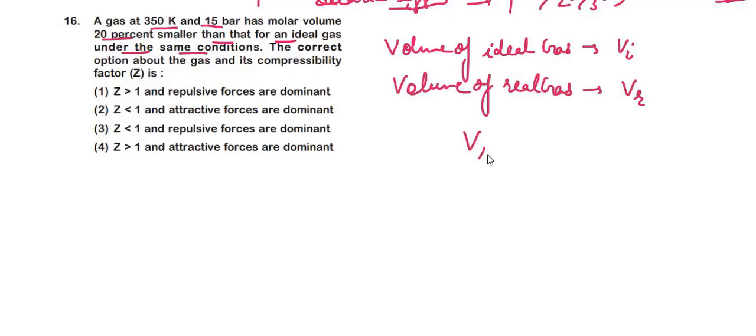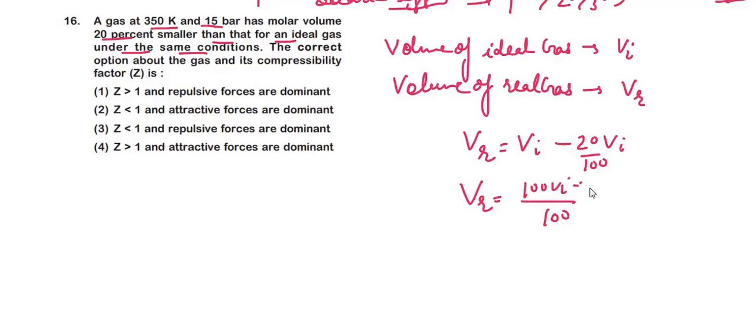Now the relation between the volume of real gas and the ideal gas is what? The real gas volume is 20% less than that of the ideal gas. So ideal gas volume is Vi. When we subtract the 20% of Vi from the ideal gas volume, then we can obtain the real gas volume. So the real gas volume comes out to be 100 Vi minus 20 Vi, which is 80 Vi by 100, means 0.8 Vi. So Vr is equal to 0.8 Vi.